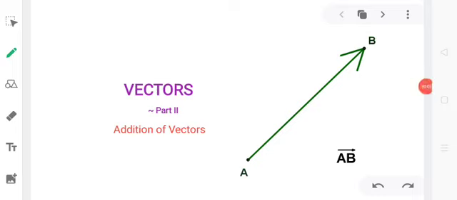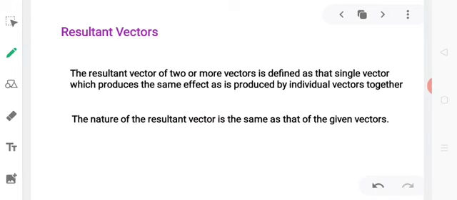Welcome students to another session on vectors. Today we will begin our discussion with the topic of resultant vectors.